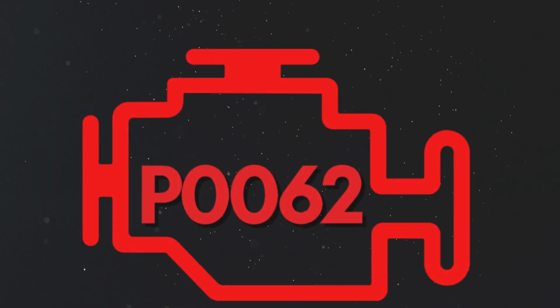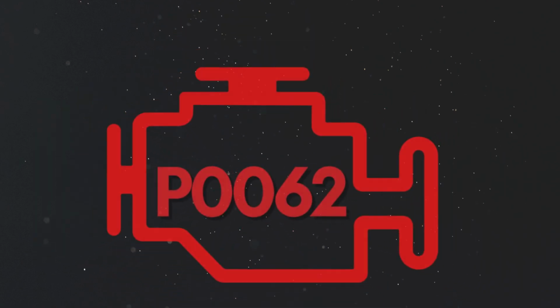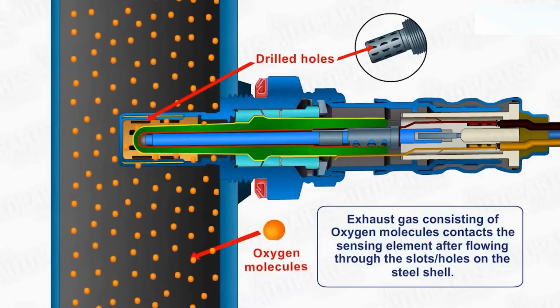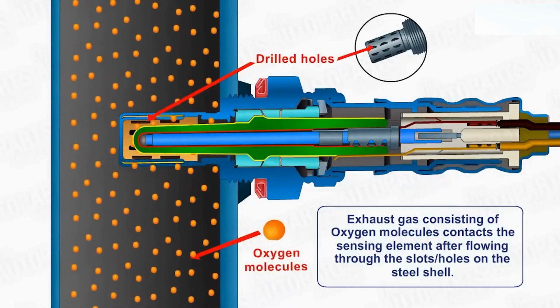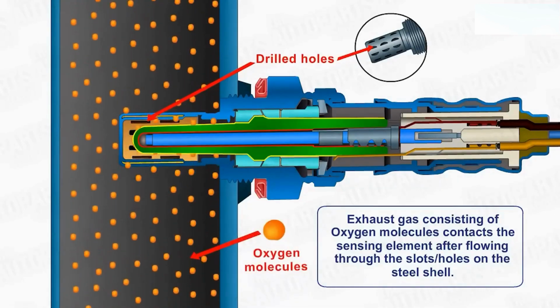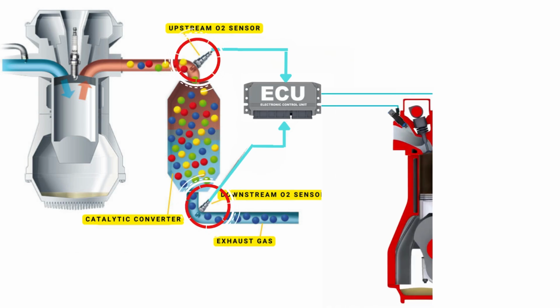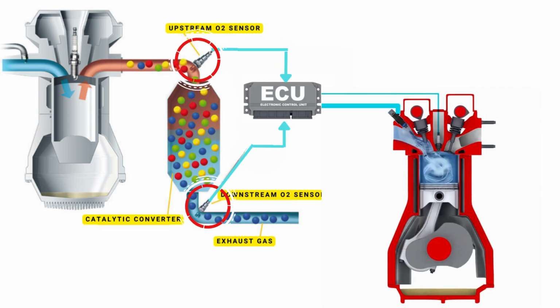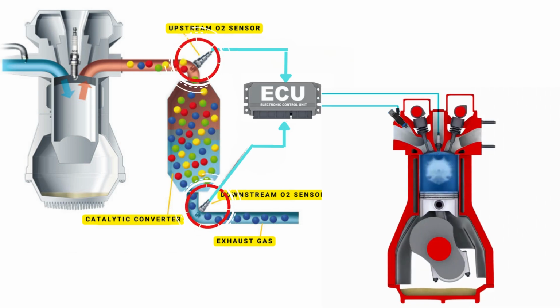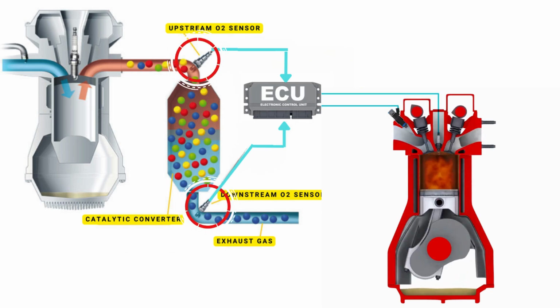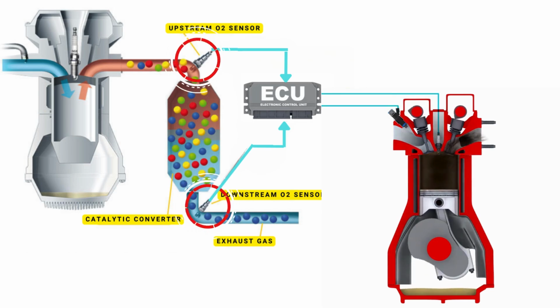Now let's learn why P0062 was triggered. Your vehicle's oxygen sensor plays a vital role in monitoring the oxygen content in the exhaust gases. It sends this data to the ECU, which then uses it to maintain the optimal air-fuel ratio. The ECU controls the air-fuel ratio by adjusting the timing of the engine's valves, allowing just the right amount of air and fuel to enter the combustion chamber.